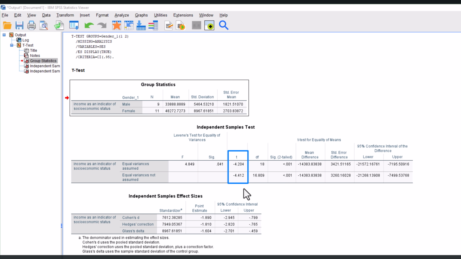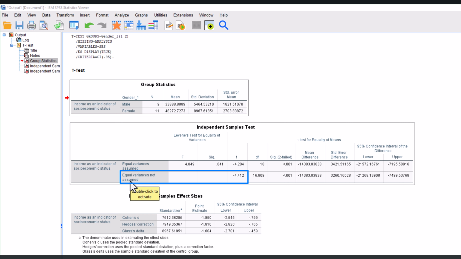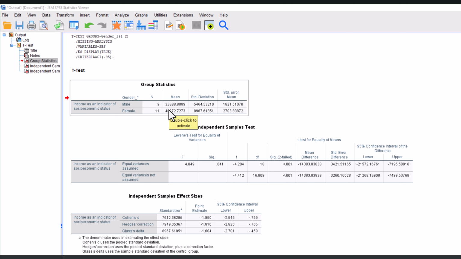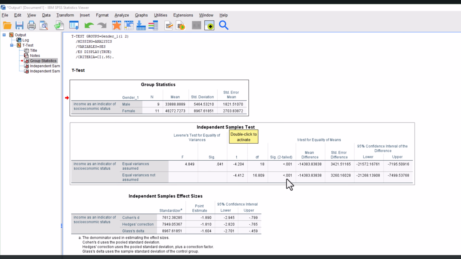In our case, the t-value is negative 4.12, since we are taking the reading from the row equal variance not assumed, which suggests that the mean of group 2 is greater than the mean of group 1. In a nutshell, this t-test suggests that socioeconomic status of females is higher as compared to males, as indicated by the mean, and also verified by the significance two-tail value, which is highly significant.